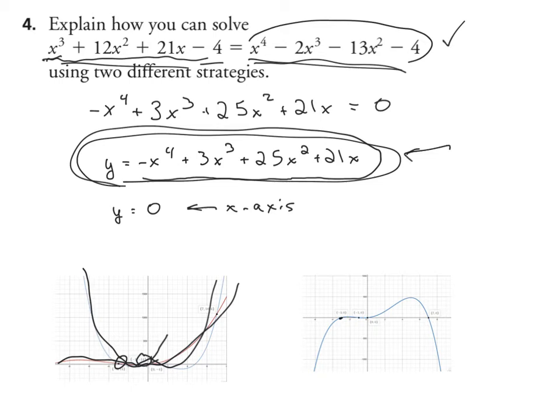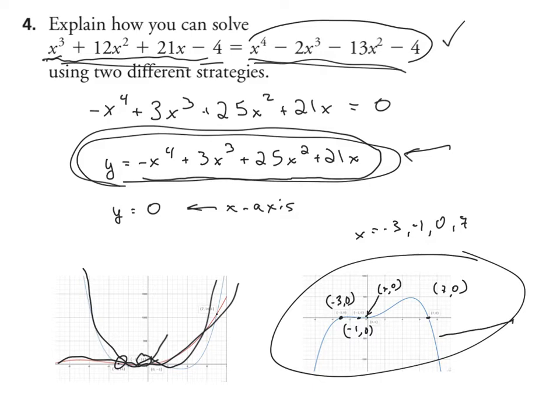All right, so you got right here negative 3 comma 0. You've got negative 1 comma 0 it looks like. You got 0 comma 0. And you got 7 comma 0. So the same solutions, x equals negative 3, negative 1, 0, or 7. To me, this one's way easier because I only have to graph one thing and find the zeros. Here, I would have had to graph two things and then kind of find where they cross.